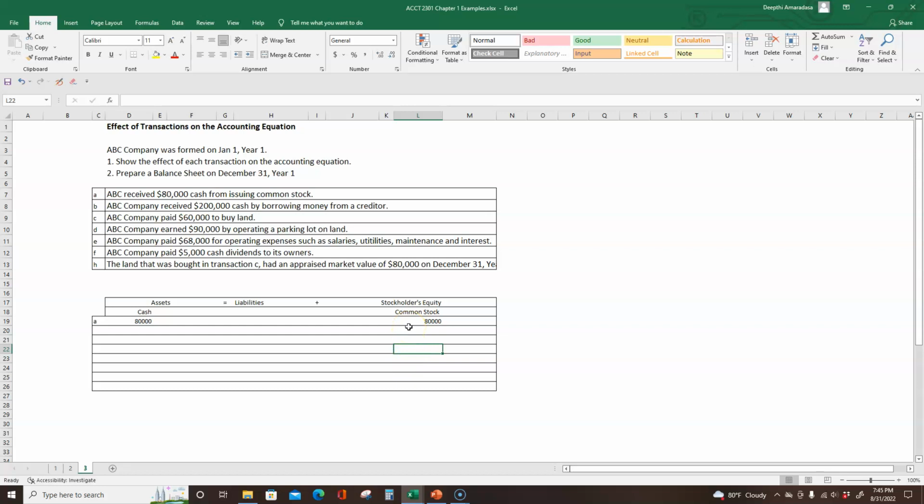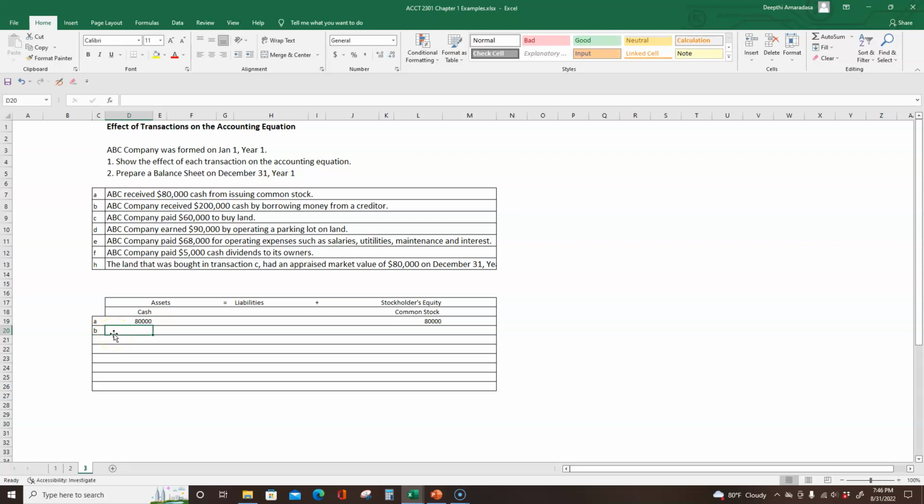Now, does our accounting equation balance? Yes, it does. Our total assets are $80,000 and stockholders' equity is $80,000 with no liabilities. Therefore, assets equals liabilities plus stockholders' equity. Now we're done showing how this transaction affected the accounting equation. Let's move on to the next one. Let's get transaction B.